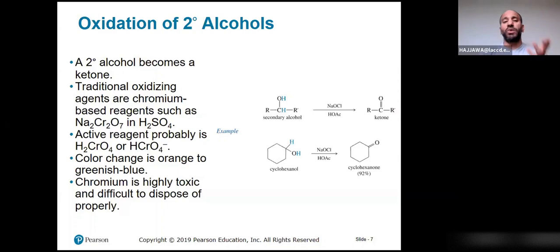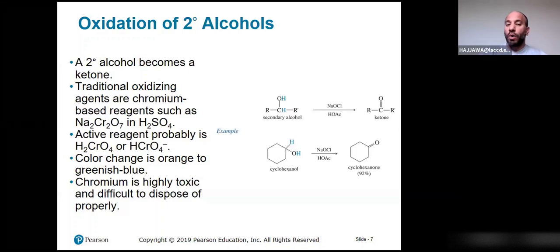What are the chromium methods? Well, the most important method is sodium dichromate in sulfuric acid. Now, the sodium dichromate in sulfuric acid usually delivers chromic acid in situ, meaning you are making chromic acid in the reaction, and that is your oxidizing agent. Chromium is considered a toxic metal, obviously, which is why people tend to use greener methods that can deliver the same outcome if possible.